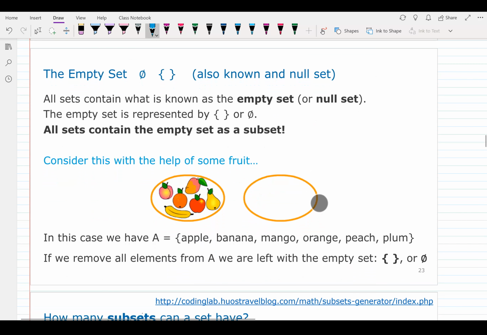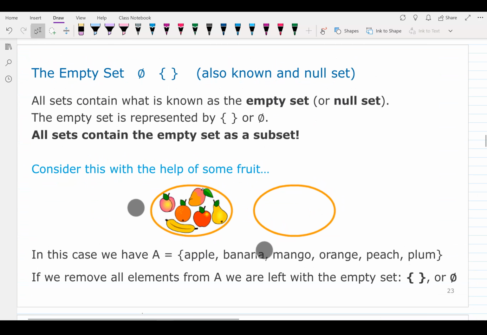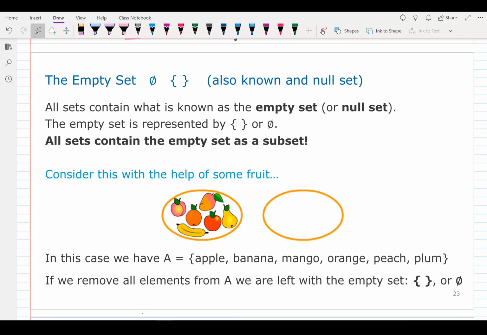So let's talk about one more type of set, and then we'll talk about how many subsets something can have. The empty set, also known as the null set. There's a little typo there. These are the symbols we're going to use. We're going to use a 0 with a line through it, and we're going to use a set of brackets normally used for sets, but it has nothing in it. Okay? First of all, sets contain what is known as the empty set, also known as the null set. The empty set is represented by these symbols: 2 curly brackets with nothing inside of it, or a 0 slash. And once again, all sets contain the empty set as a subset.